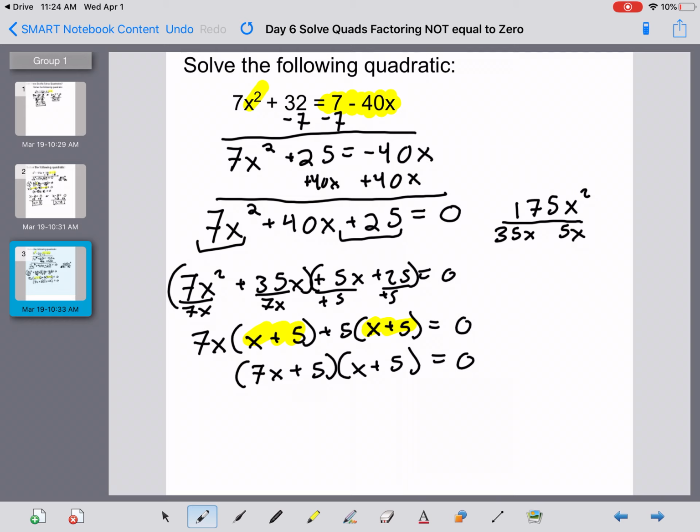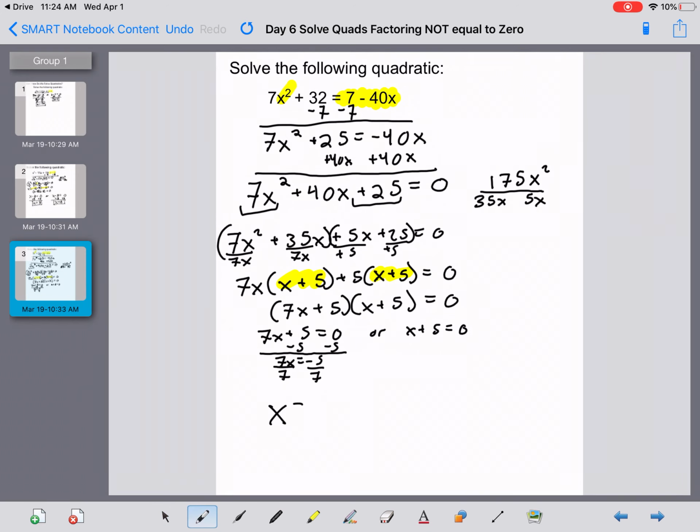Now I can apply my zero product property. 7x plus 5 equals 0, or x plus 5 equals 0. Now I solve each one separately. Subtract 5 from each side, and I'm left with 7x equals negative 5. Divide by 7, and I'm left with x equals negative 5 over 7. For my other equation, I can subtract 5 from each side, and I'm left with x equals negative 5. So these would be my two solutions, x equals negative 5 over 7, or x equals negative 5.